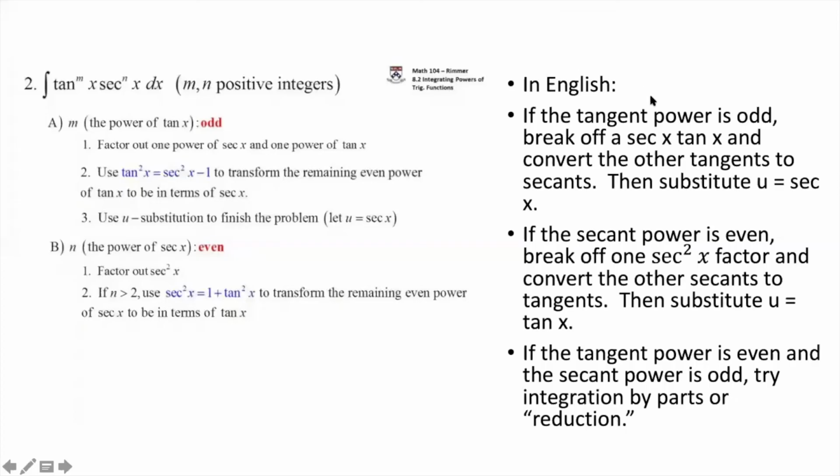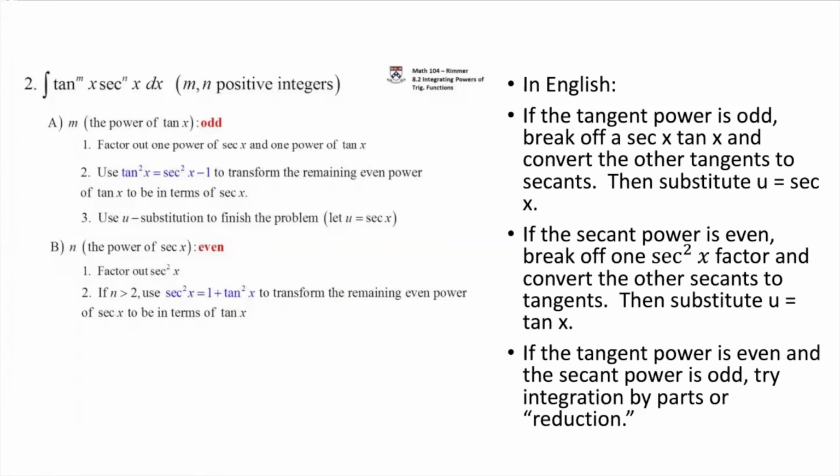All right, so here are the general rules. The example we just looked at is an example of this second bullet. If the secant power is even, break off a factor secant squared x and convert the other secants to tangents, then substitute u equals tangent x. The other sort of easy scenario is when the tangent power is odd, because then you can break off a secant x tangent x factor and convert the other tangents to secants. And then your substitution would be u equals secant x.